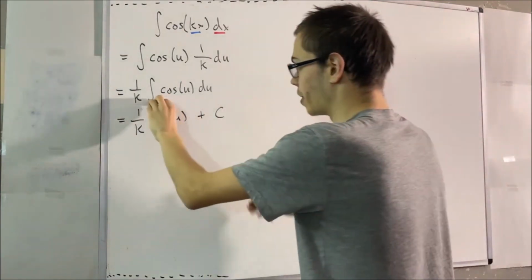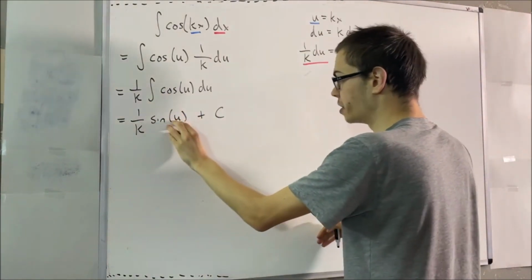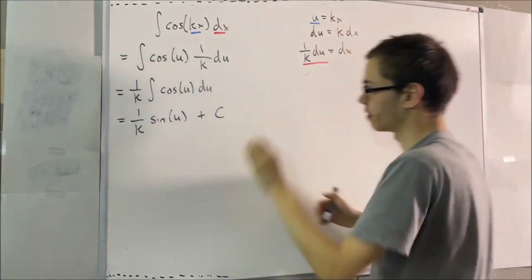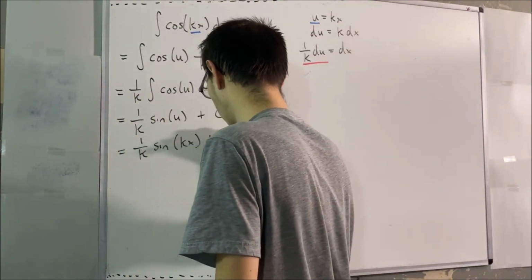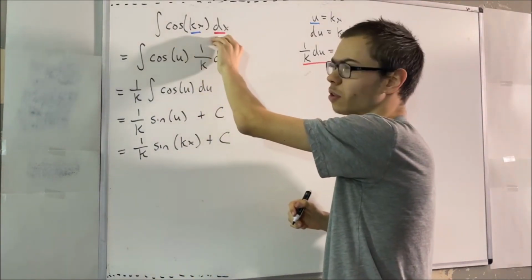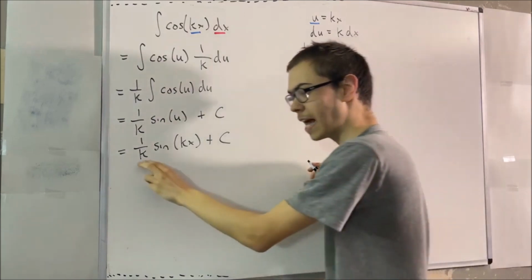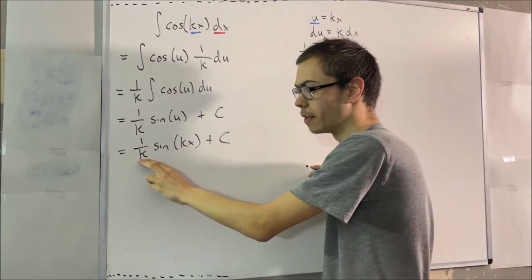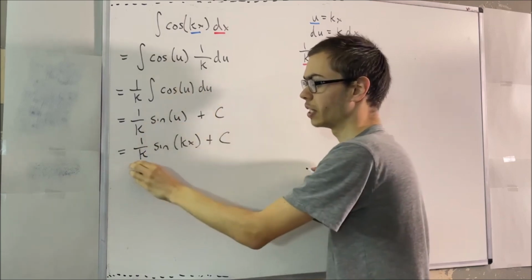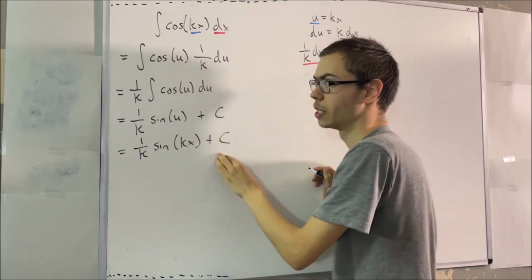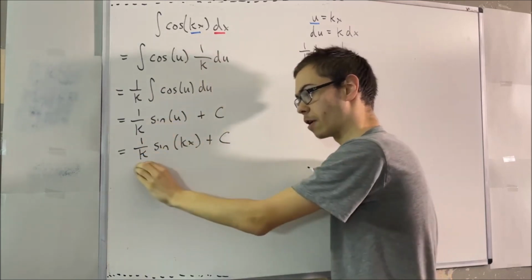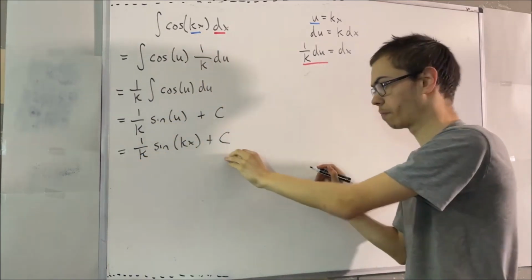So now that we've evaluated our integral, we're going to resubstitute u back in terms of x. So we're going to replace u with kx. And so this would be the answer to this integral. But wait a minute. What if k equals 0? Then you'd be doing 1 divided by 0, and that's undefined. So clearly, this is not the answer to our integral if k equals 0. This is true, however, as long as k does not equal 0.